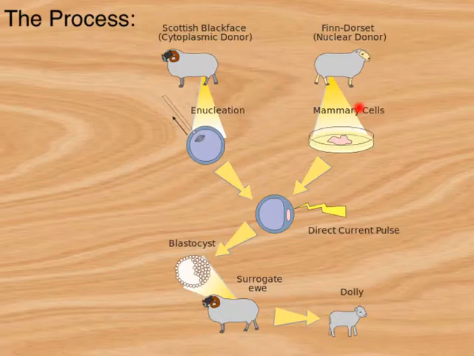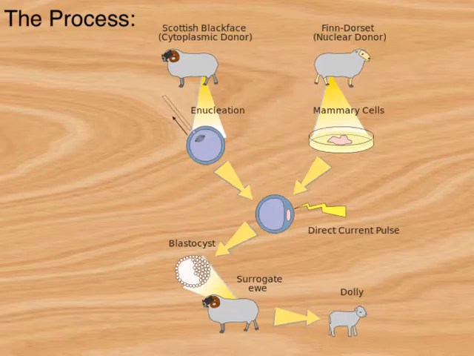First, they take a sample of cells from a cell donor, which in this case happens to be the sheep right here. Next, they take an unfertilized egg from another donor. They remove the nucleus from the unfertilized egg. They remove the DNA from the mammary cells here. They insert the DNA from the mammary cells into the unfertilized egg.